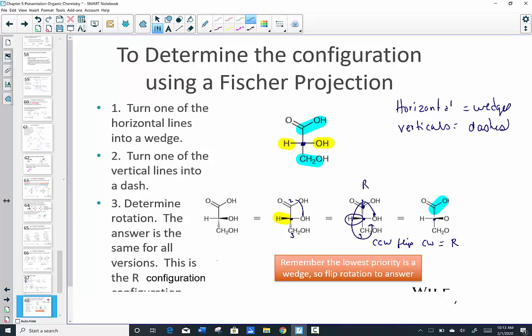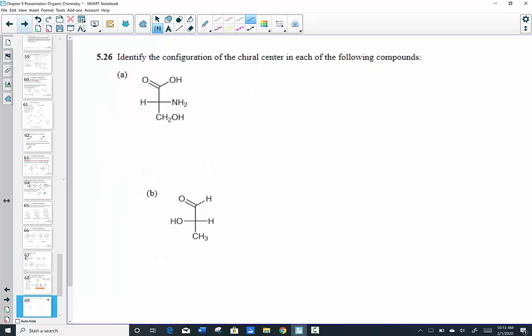When we spin, we get a counterclockwise configuration, but because the hydrogen is a wedge, we know to flip, and it becomes clockwise, so we still got an R configuration. So this is the R configuration no matter which direction or which one that you choose to make your configuration from. And you're just going to practice with those.